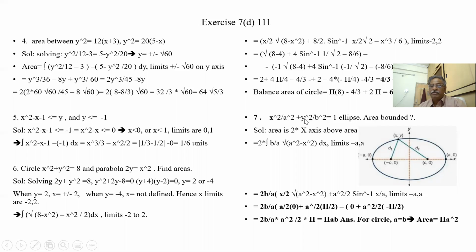So what is y here? y is equal to b by a times the square root of a square minus x square. So this is again my formula: x by 2 square root of a square minus x square plus a square by 2 sine inverse x by a, with limits from minus a to plus a.